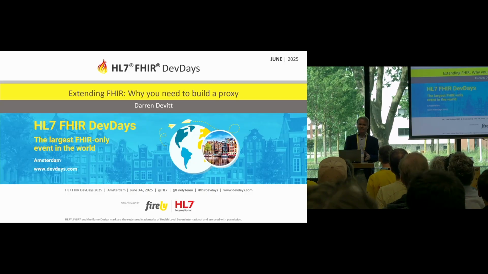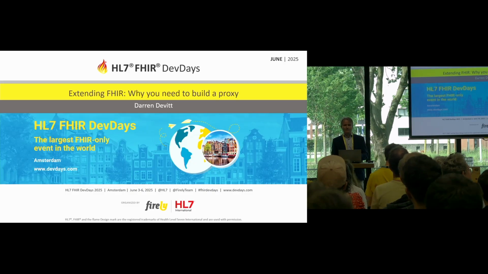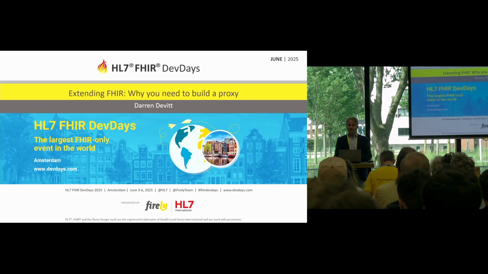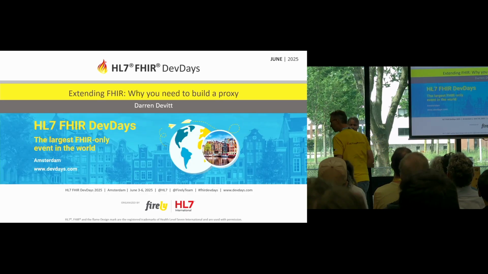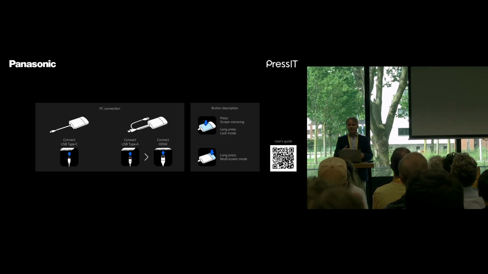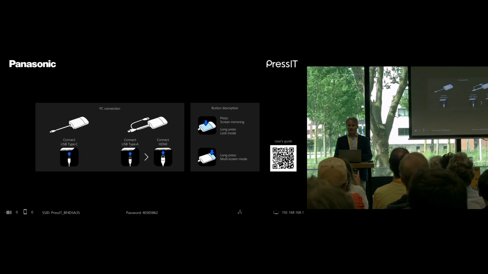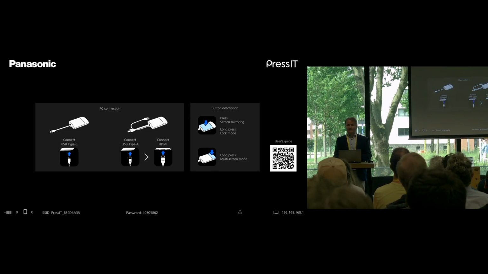So why might you need to build a proxy? Commercial FHIR servers are not production ready. Now, what do I mean by production ready? You could go on to Azure or AWS right now and spin up a brand new FHIR server in about 10 minutes.